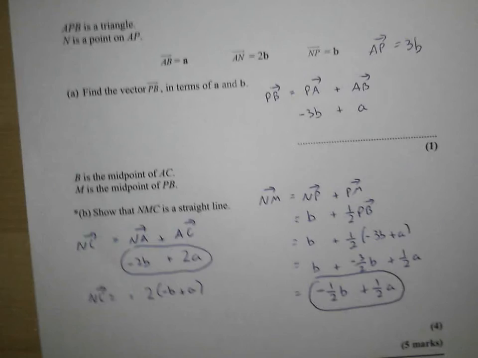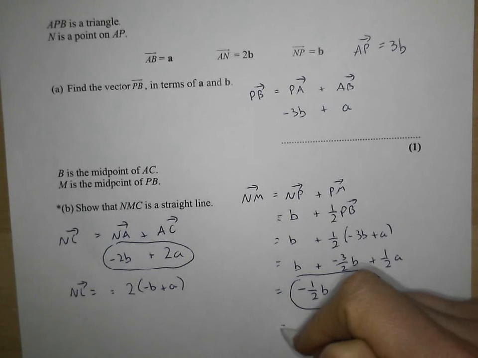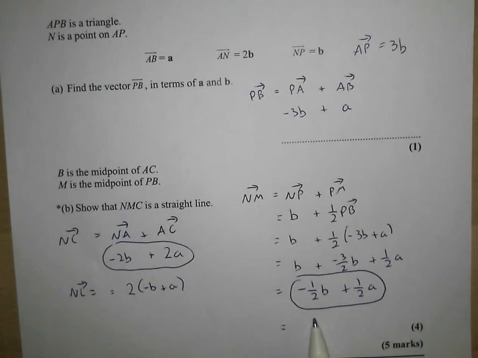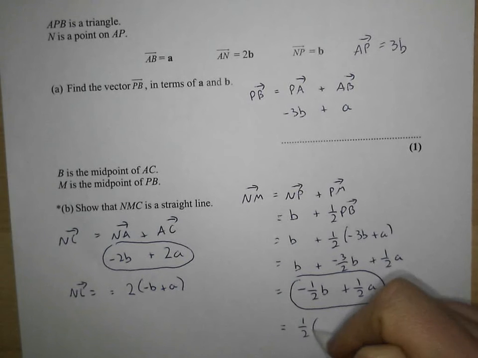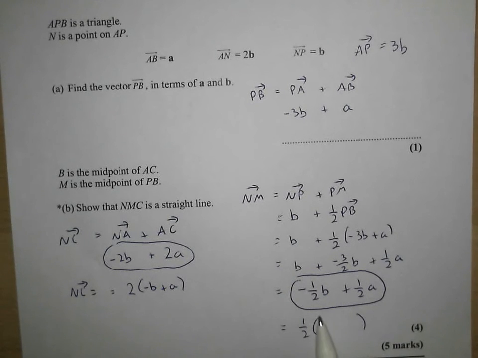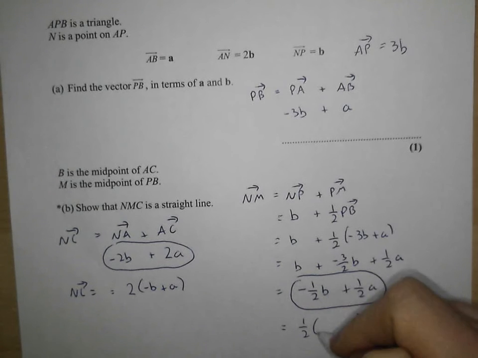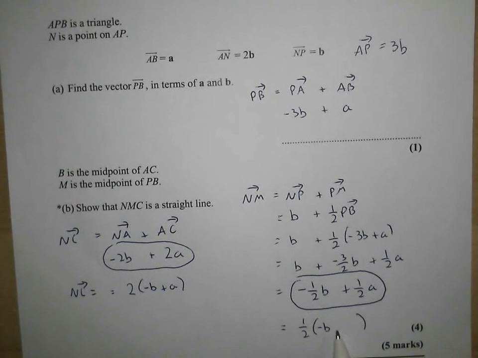Alright, now let's have a look at this one. Can I do something similar here? What happens if I take a half out of this? What am I left with? So if I take a factor of a half out of minus a half B, I think I'm just going to be left with minus B, because a half times minus B is minus a half B. And if I take a half out of a half A, again, I think I'm just left with A.